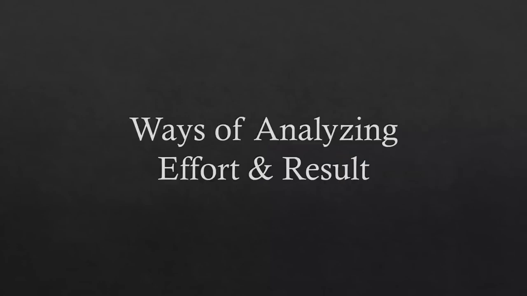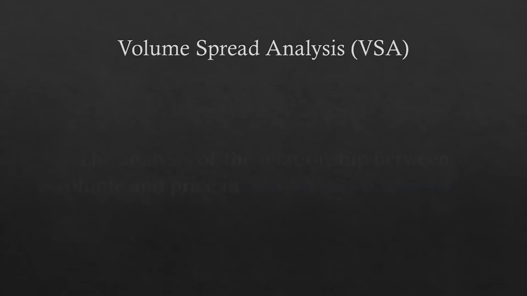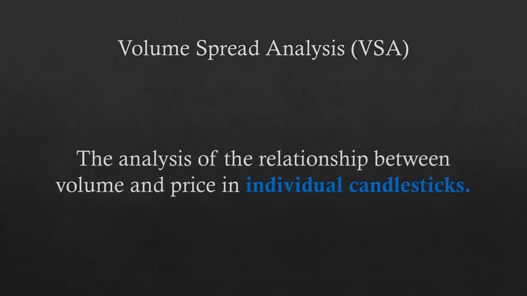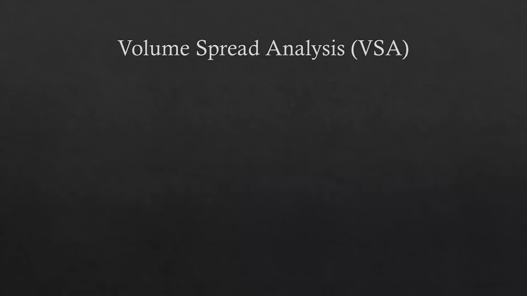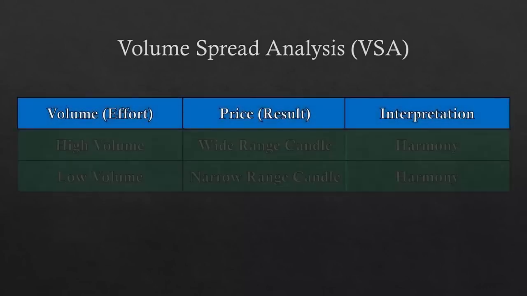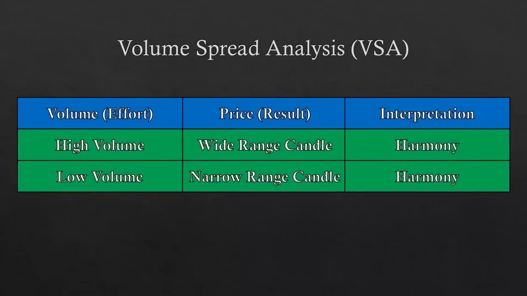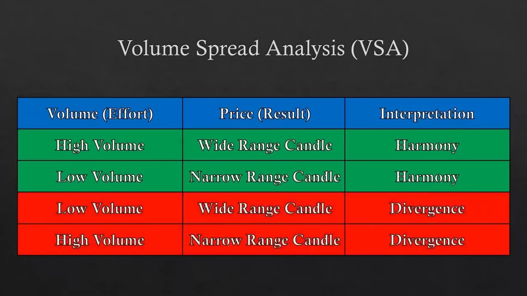The first is to observe the volume associated with each candlestick, which is also known as volume spread analysis or VSA. We can identify basically 2 types of candlesticks and 2 types of volume for simplicity's sake: the wide range and narrow range candlesticks, and the high volume and low volume bars. When there is convergence or harmony, high volume results in a wide range candle, and low volume results in a narrow range candle. Divergence occurs when high volume produces a narrow range candle, or when low volume produces a wide range candle.